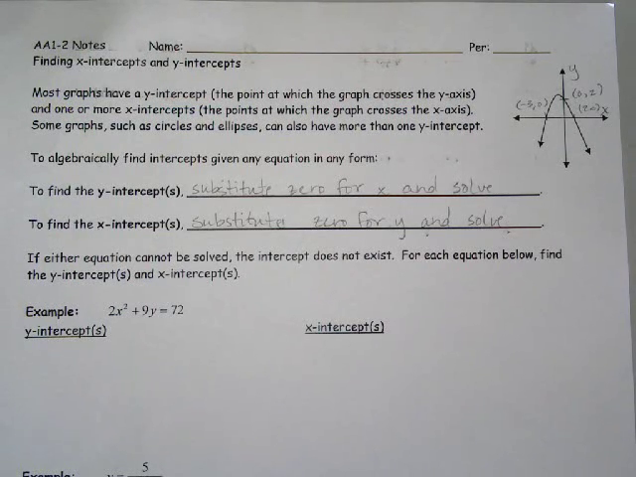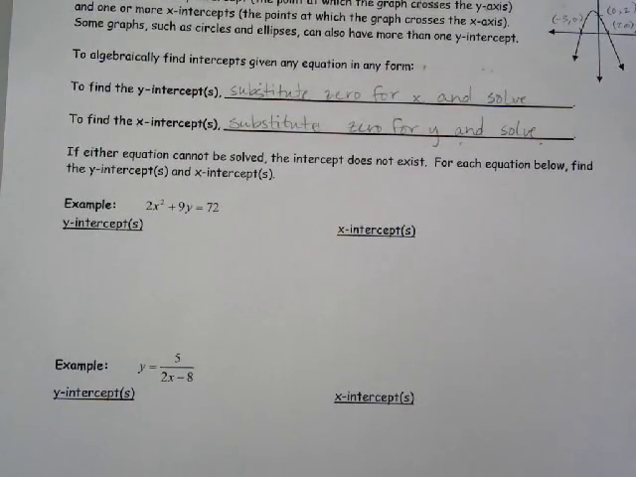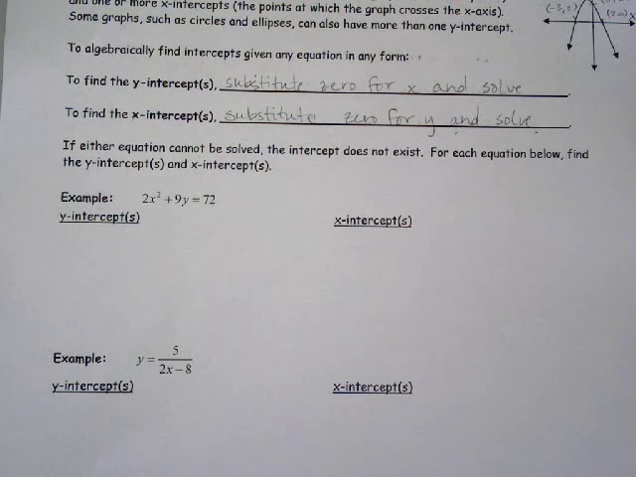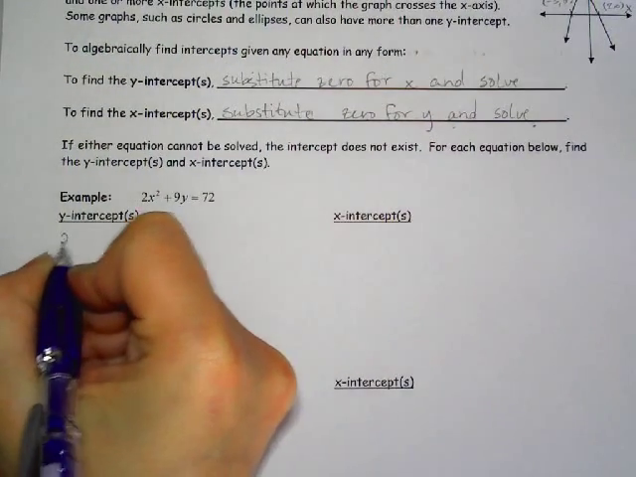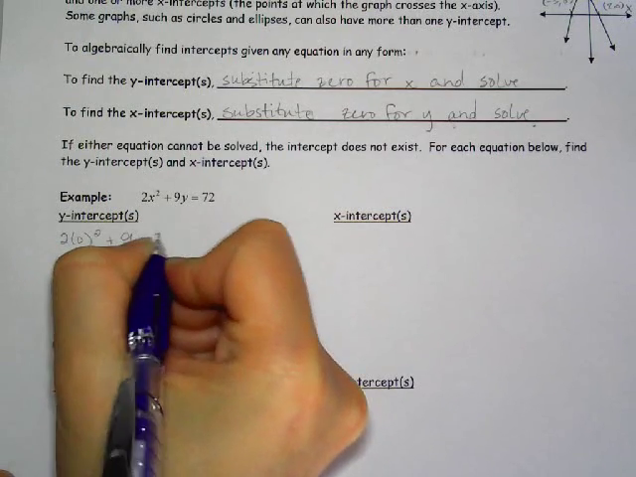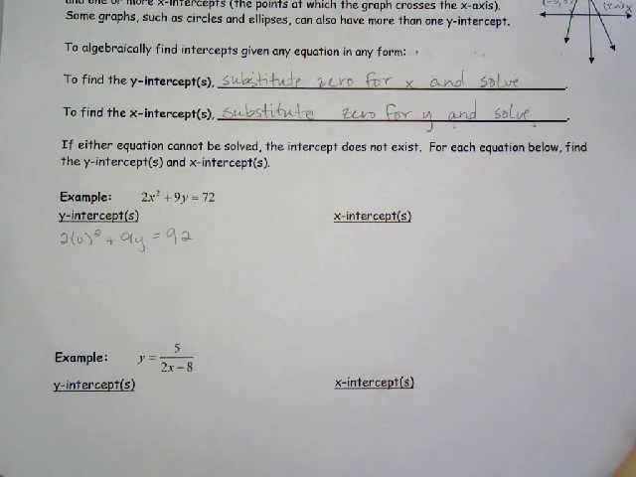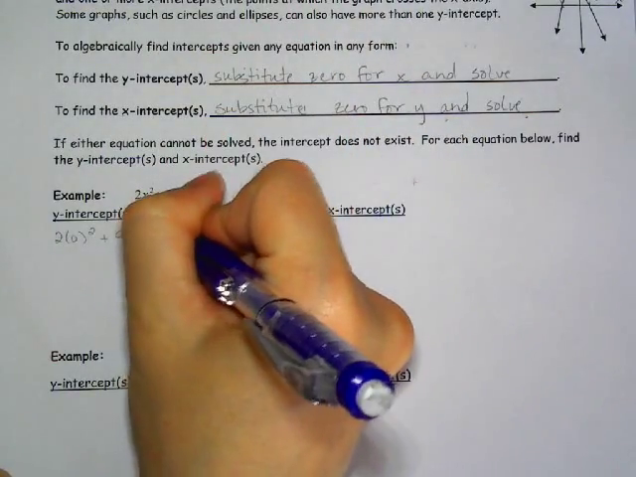Okay, so on 2x squared plus 9y equals 72, make sure you're paying attention to where your x's and y's are. For your y-intercept, we're going to plug 0 in for x. So 2 times 0 squared plus 9y equals 72. Not 92, 72. Sorry.